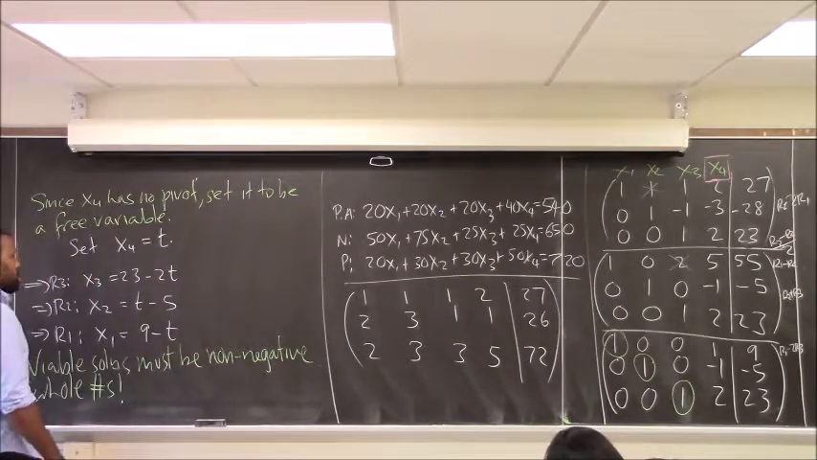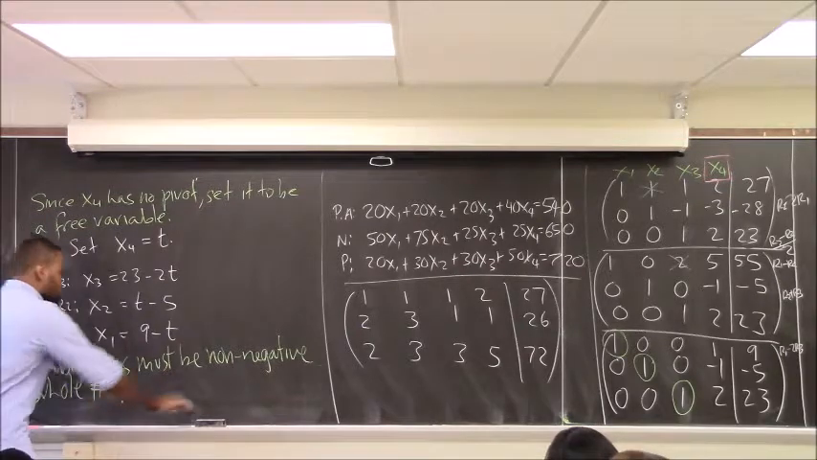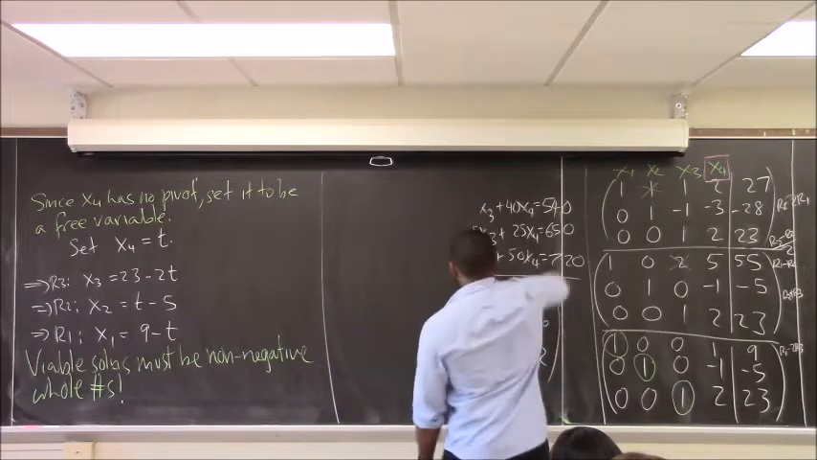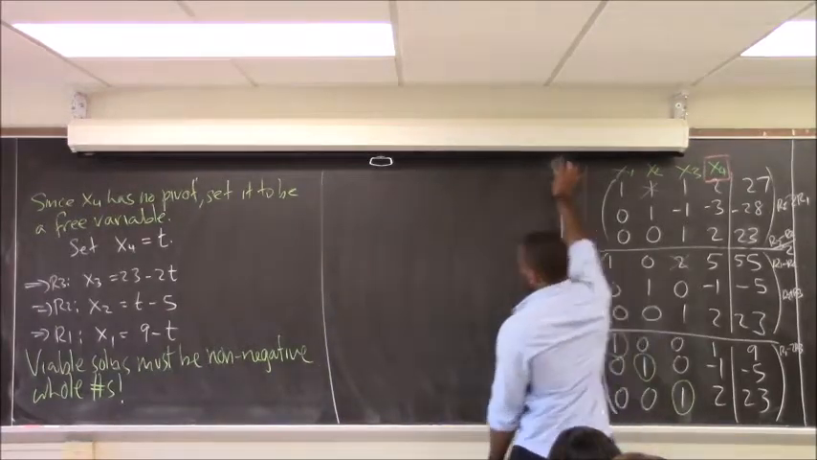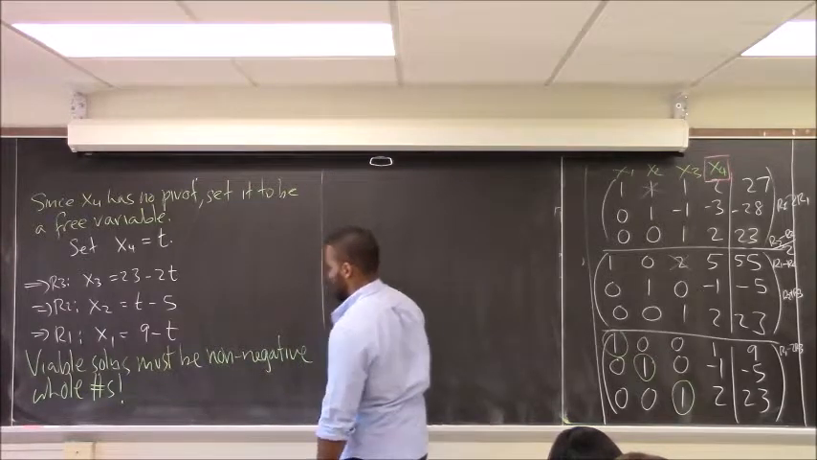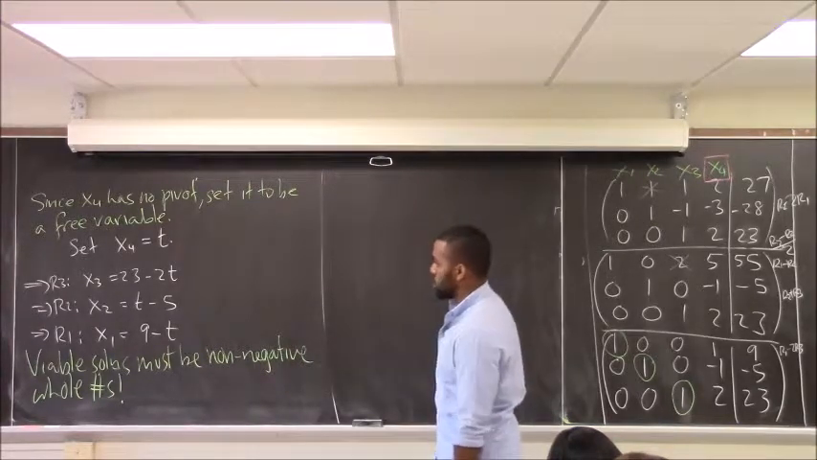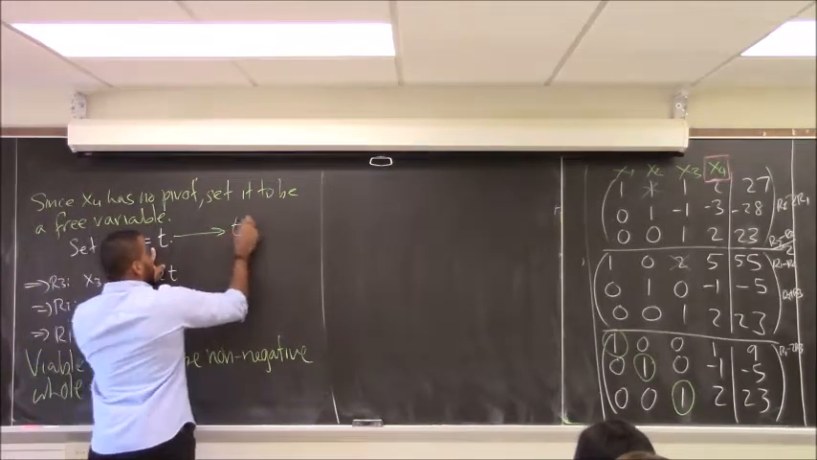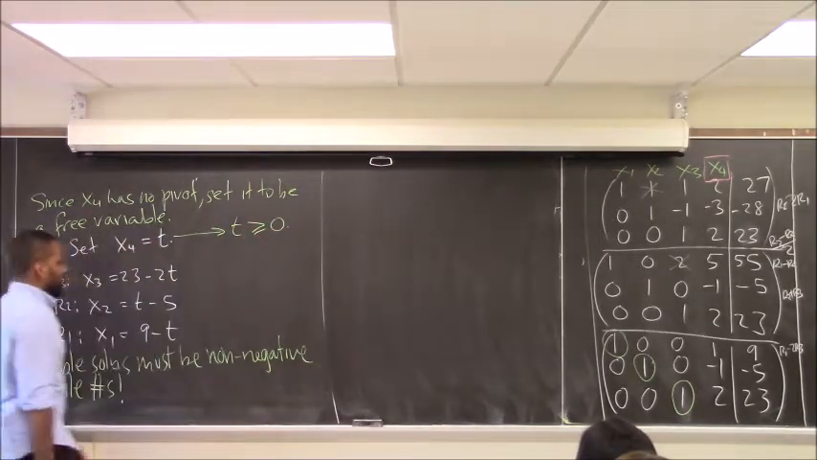So technically here, not an infinite number of solutions would work. Let's actually figure out which solutions would work. So to make sure that we have non-negative whole numbers, what are our restrictions here? What does t have to be? Well, just greater than or equal to 0.